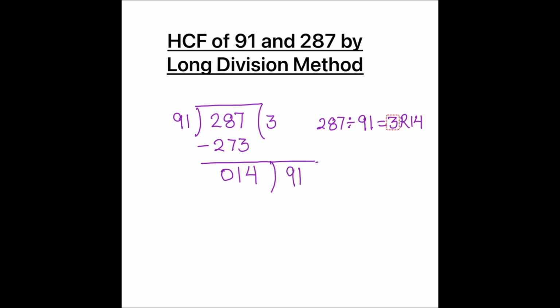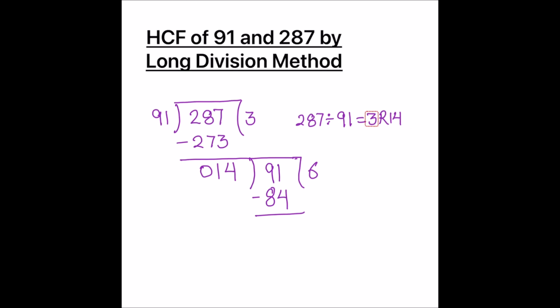So 14 times 6 is 84. It goes 6 times, so 14 times 6 is 84. 10 minus 4 is 6. And 9 becomes 8. 8 minus 8 is 0. So now we have 7 as the remainder. Now this 7 will become the next divisor. And we'll divide the previous divisor, which was 14.